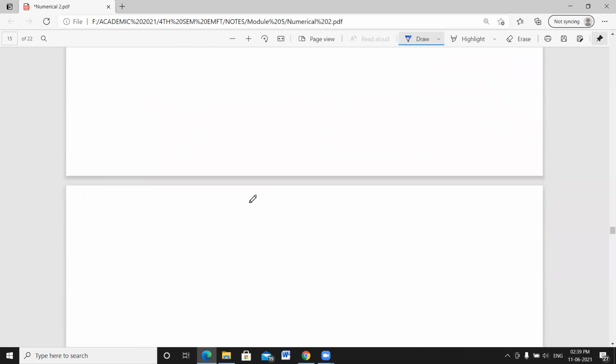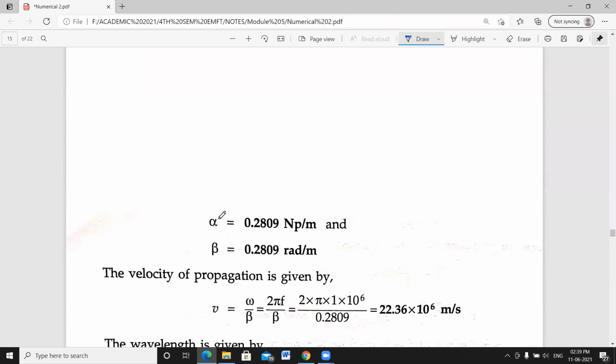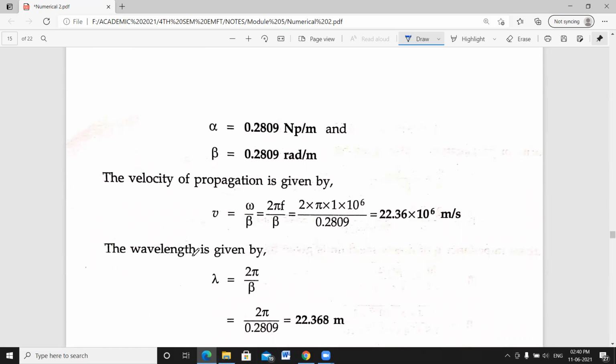Comparing real and imaginary parts, alpha is going to be 0.2809 Nepers per meter and beta is 0.2809 radians per meter. Then velocity is omega by beta, 2 pi f divided by beta. Substituting, you get 22.36 × 10⁶ meters per second. Then wavelength is 2 pi by beta. Substituting, you get 22.368 meters. The units are going to differ, keep that in mind.